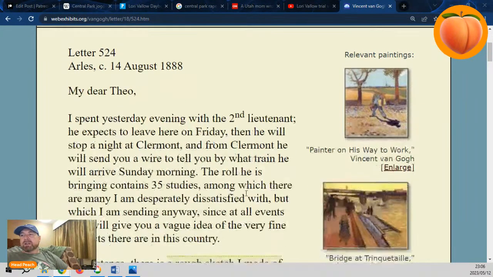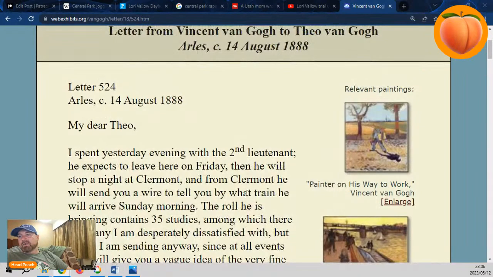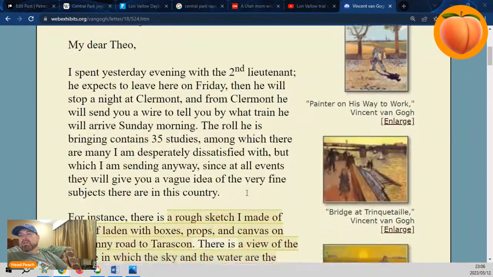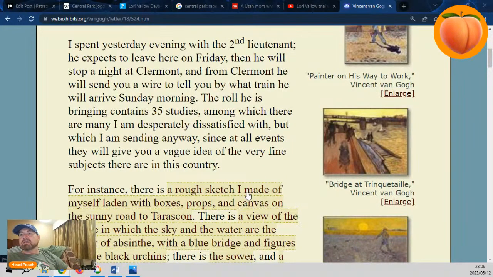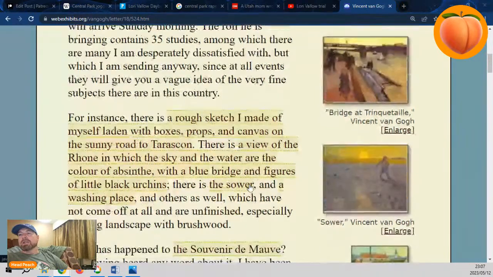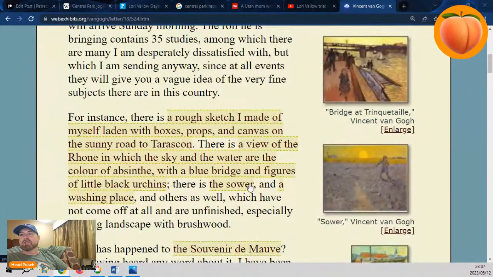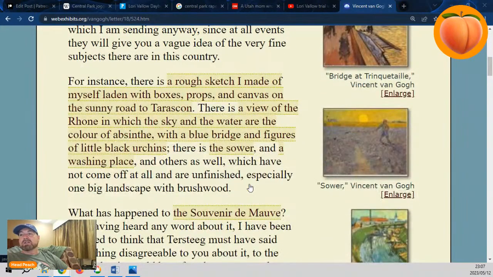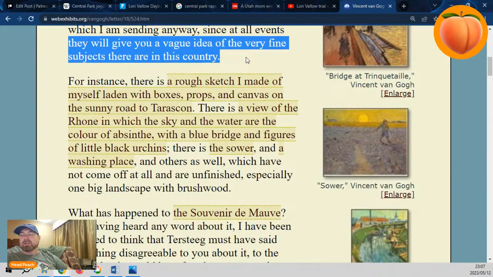14th of August, 1888. Letter from Arles. My dear Theo, I spent yesterday evening with the second lieutenant. He expects to leave you on Friday. Then he will stop a night at Clermont, and from Clermont, he will send you a wire to tell you by what train he will arrive Sunday morning. The roll he is bringing contains 35 studies, among which there are many I'm desperately dissatisfied with, but which I'm sending anyway, since at all events they will give you a vague idea of the very fine subjects there are in this country.